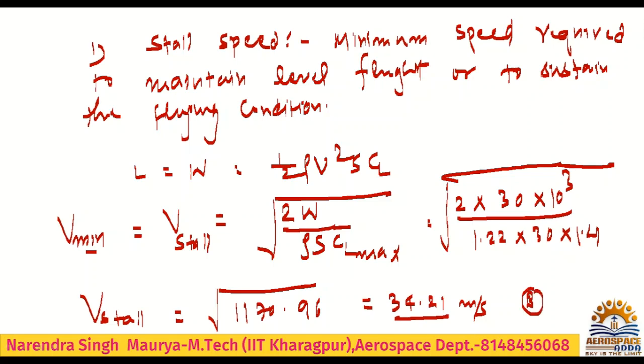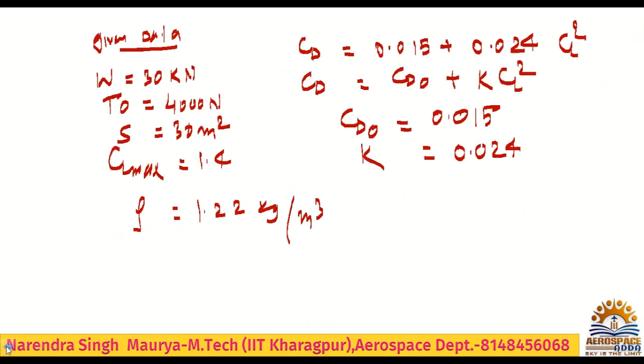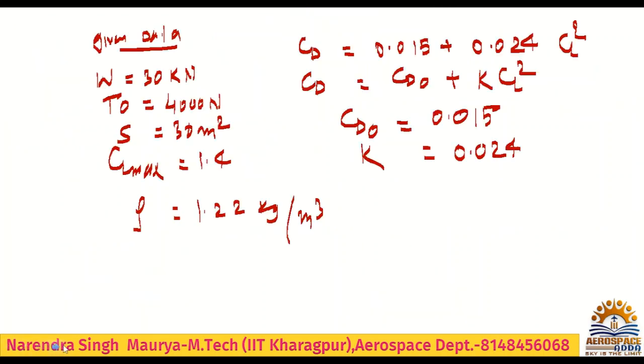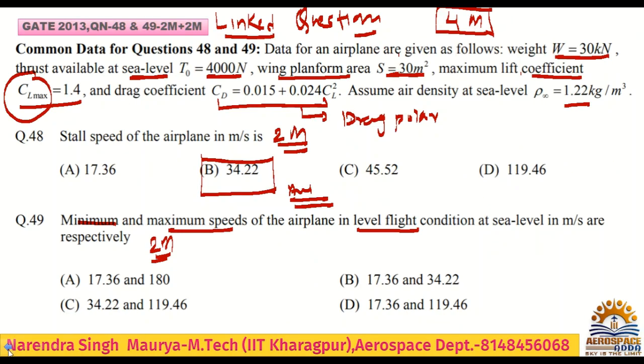Okay, correct. This is the first part of this problem, stall speed. So usually you have calculated. Now, second part, they are asking the minimum and maximum speed of the airplane in level flight at sea level. So the next part we need to calculate the minimum and maximum speed.